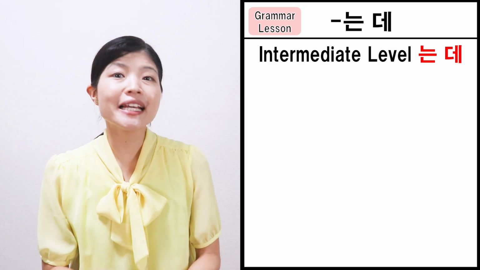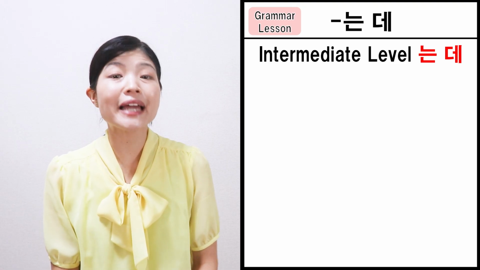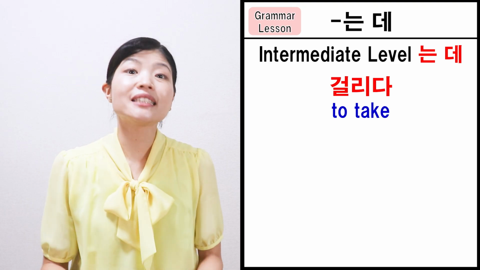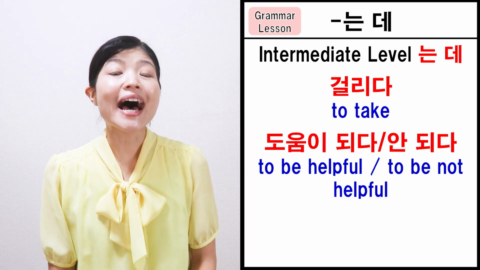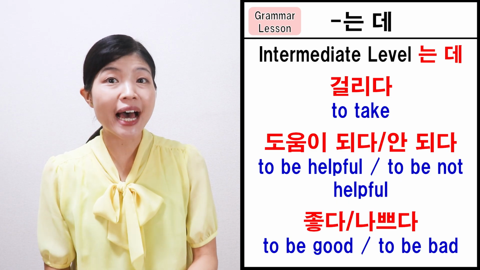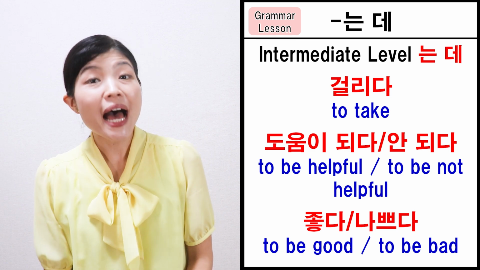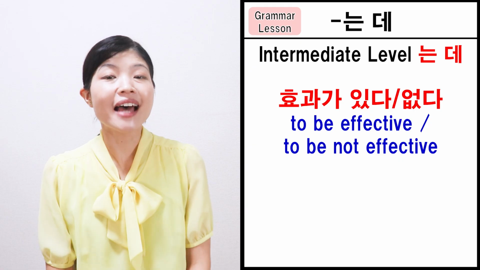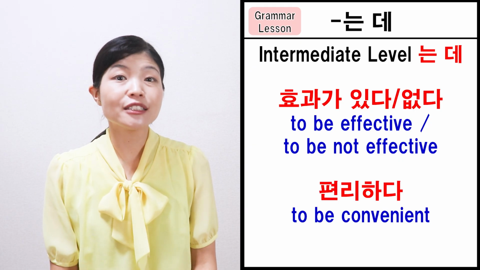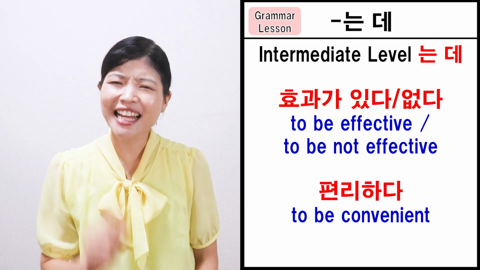So this intermediate 는데 is often followed by expressions like 걸리다, to take, 도움이 되다, 안 되다, to be helpful, to be not helpful, 좋다, 나쁘다, to be good, to be bad, 효과가 있다, 없다, to be effective, to be not effective, 편리하다, to be convenient. Did you understand the difference?